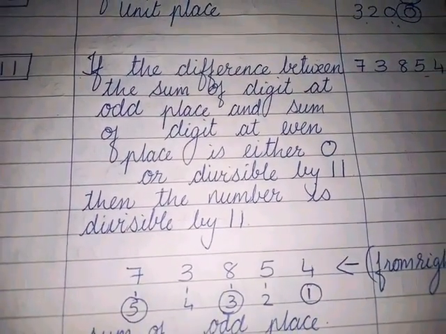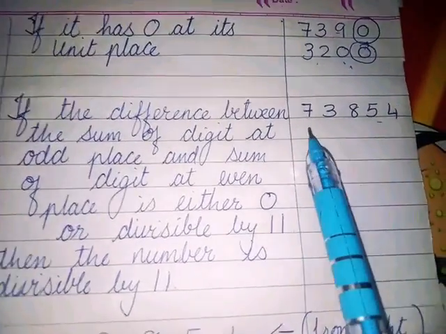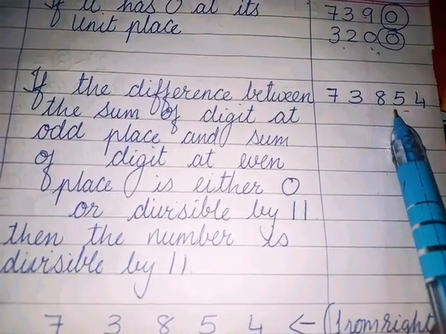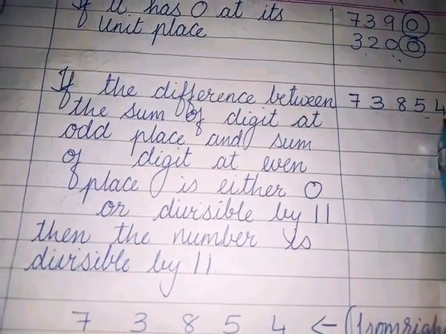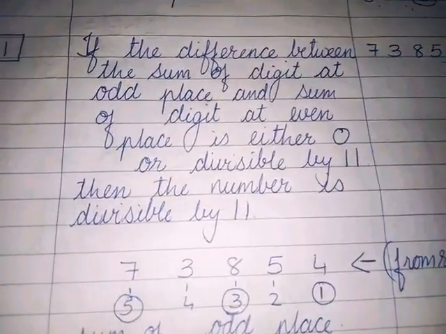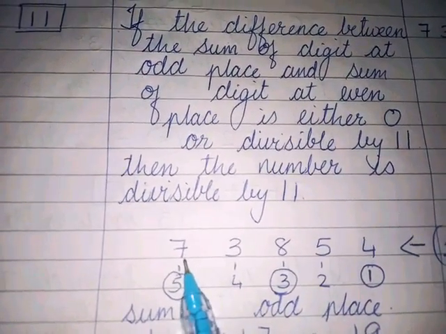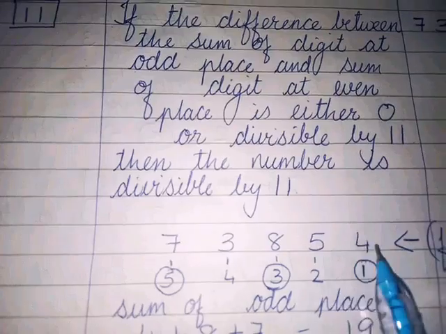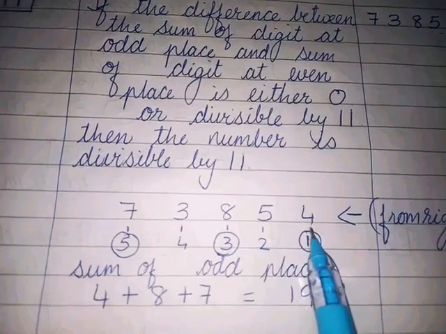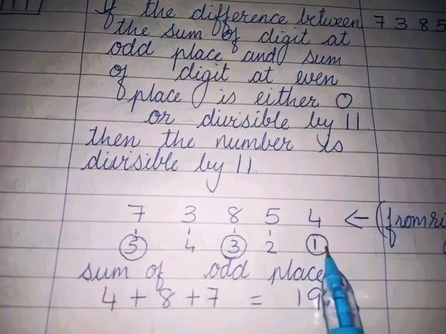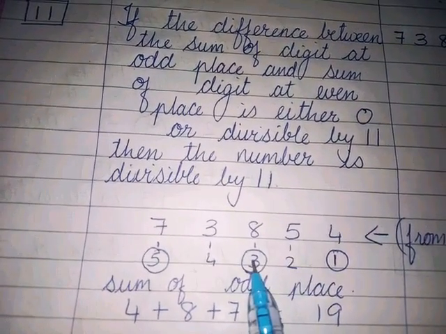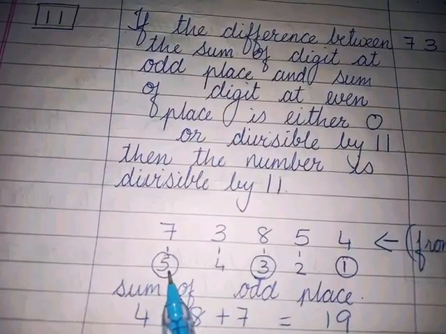Now let's take one example to see whether it is divisible by 11 or not. The example is 73854. This is the number, and we need to check whether it is divisible by 11. How will we do it? Simple. First write the number: 73854. Start from the right hand side. This 4 is place 1. This number is place 2. This number is place 3. This number is place 4. And this number is place 5.